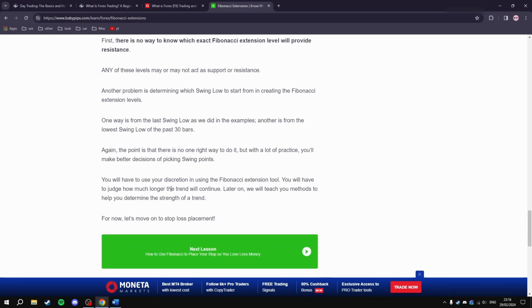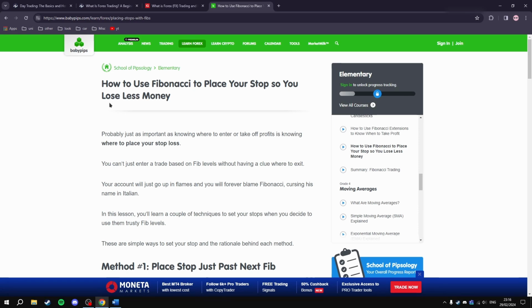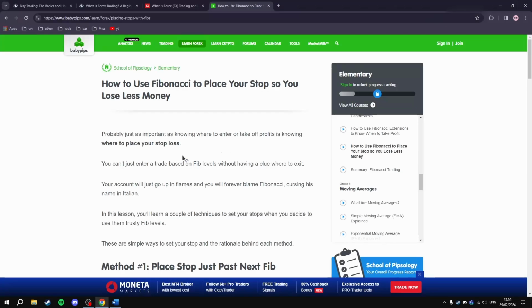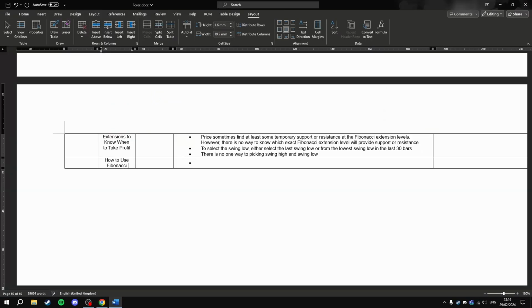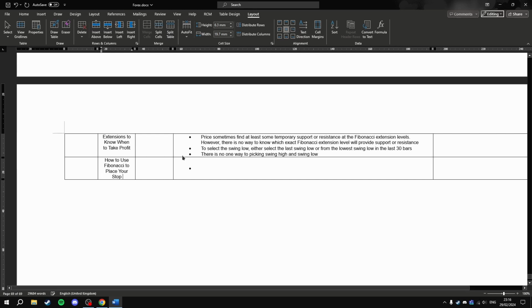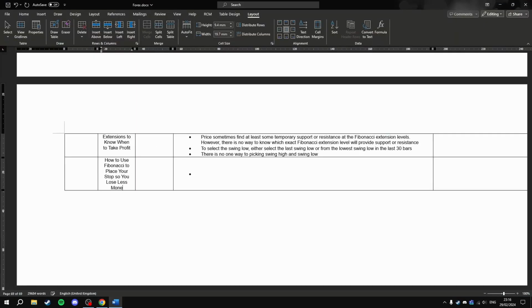And now we're on how to use Fibonacci to place your stop so you lose less money. So let's get started. What is it called? How to use Fibonacci to place your stop so you lose less money.